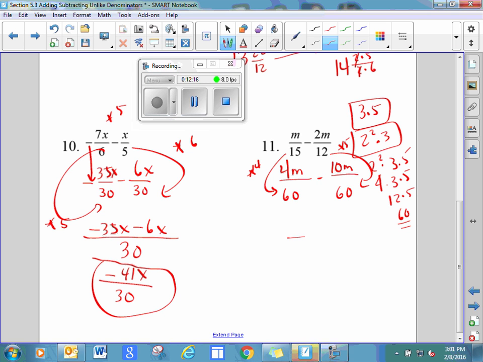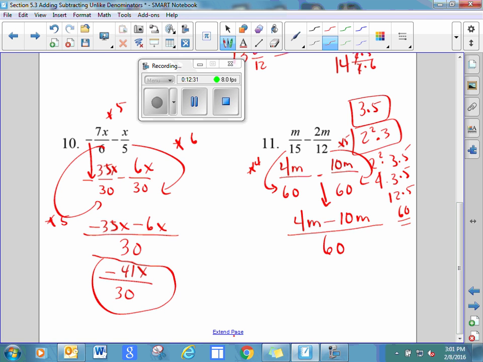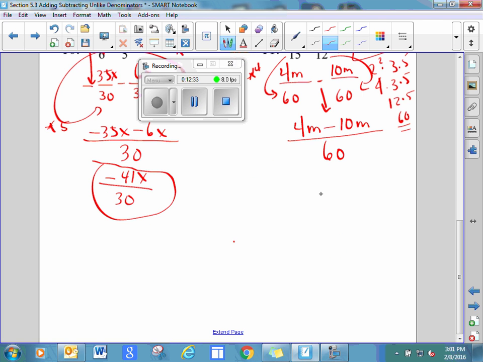I'm ready for the single fraction bar, which is going to be 60 as a denominator. I'm taking all the signs with the numerators. So 4m is positive. The minus sign comes down right here. And now I'm ready to clean it up. This is not simplified yet. 4m minus 10m is a minus 6m over 60.